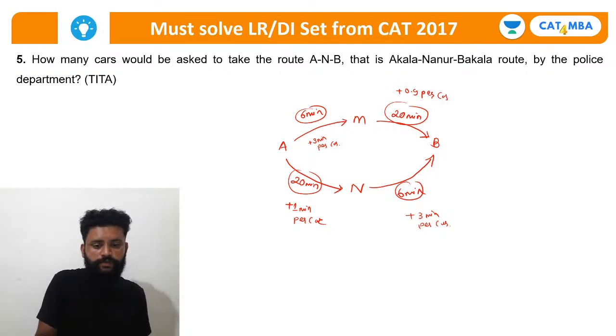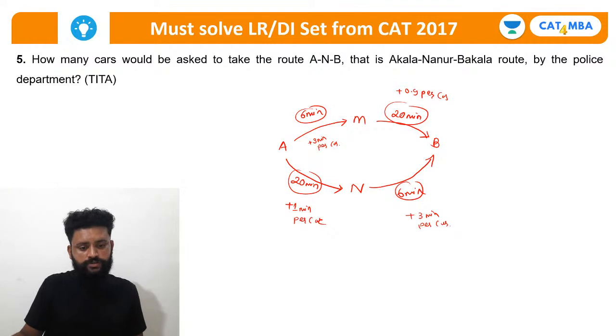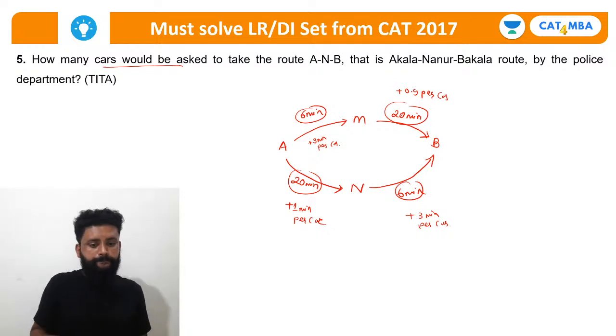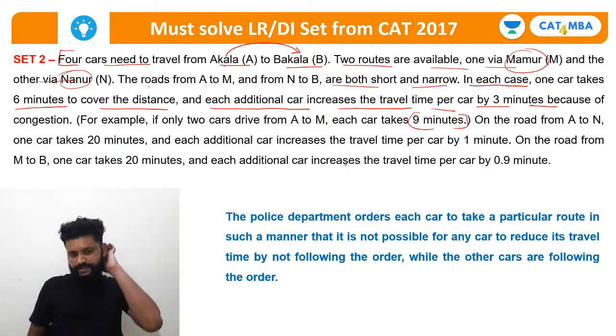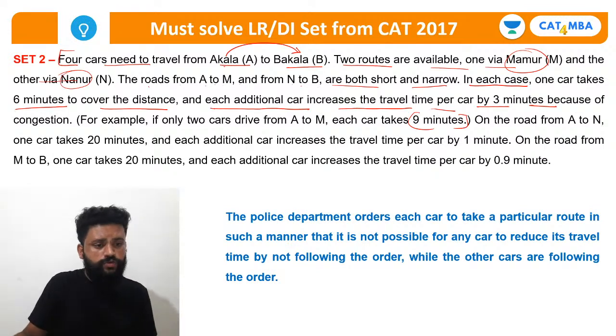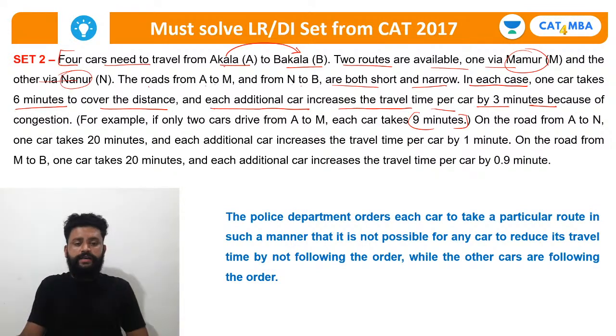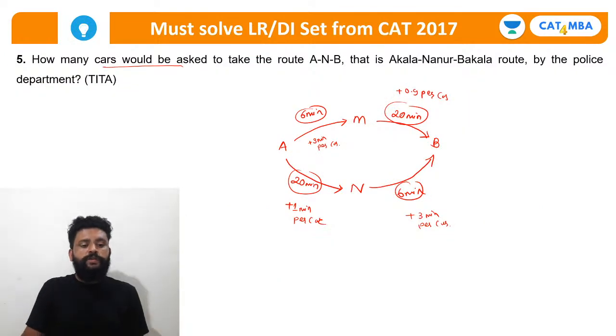Okay, now it is simple logic that 4 cars are going to go. How many cars would be asked to take A and B? So how many cars would the police have told to take A and B? The police department ordered each car to take the particular route so that if the others are following the rule correctly, then the fourth one, even by breaking the rule, cannot reach sooner.